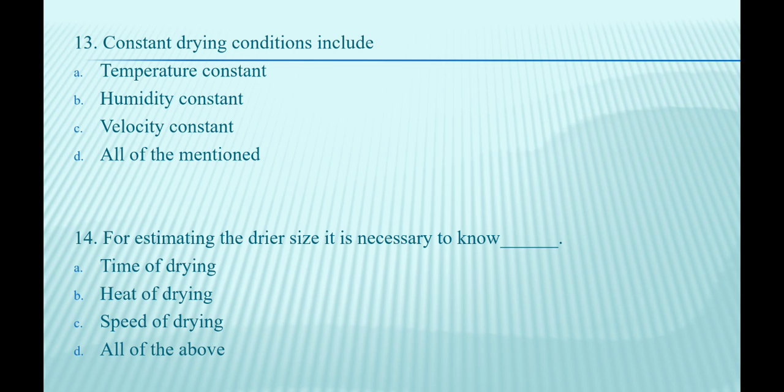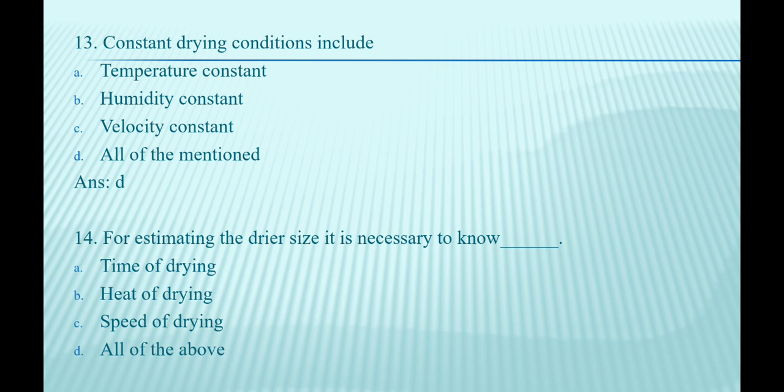Next question is, constant drying conditions include option A, temperature constant. B, humidity constant. C, velocity constant. D, all of the mentioned. So the correct answer is D, that is all of the mentioned.